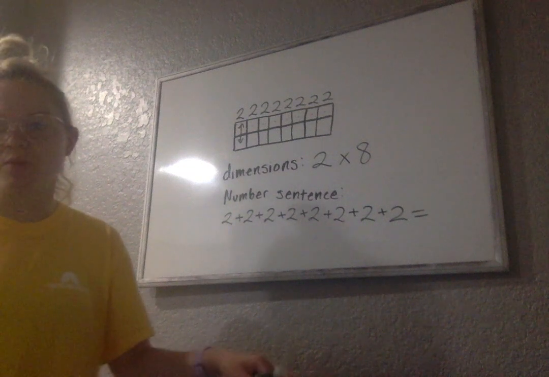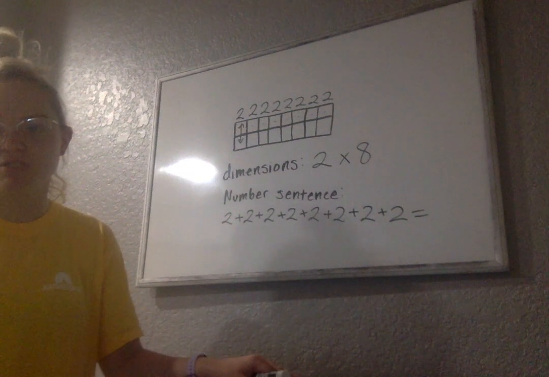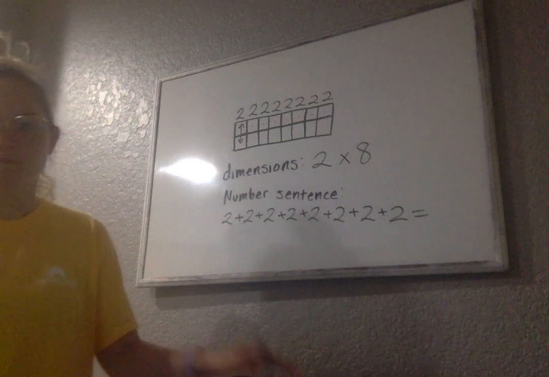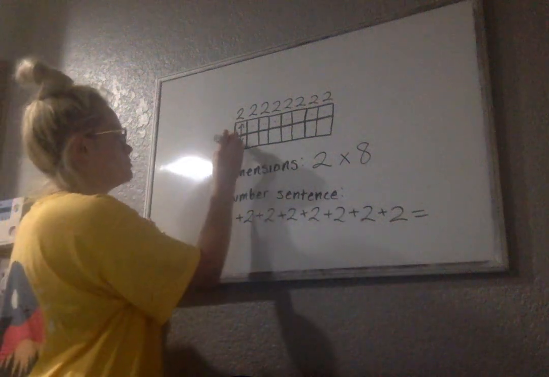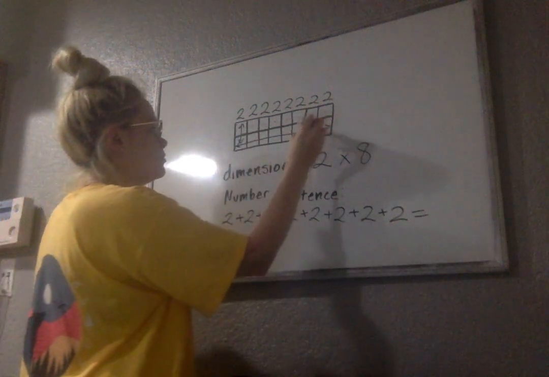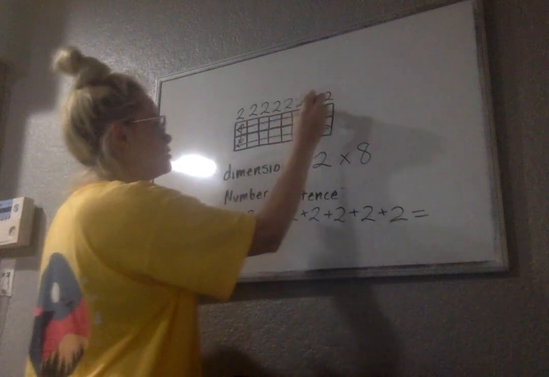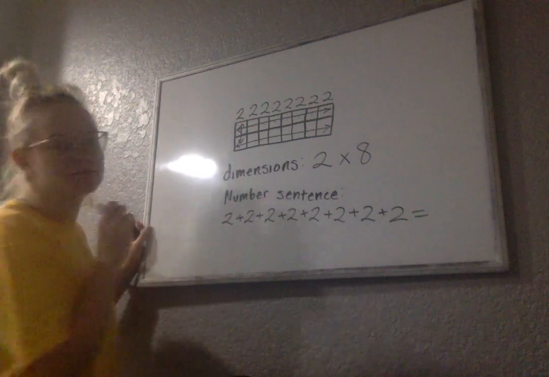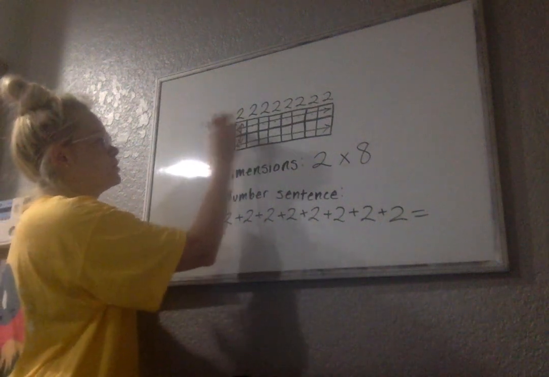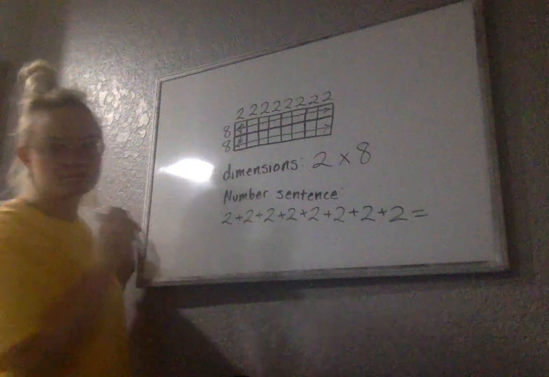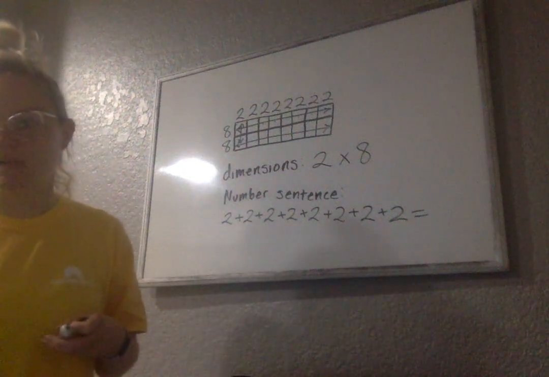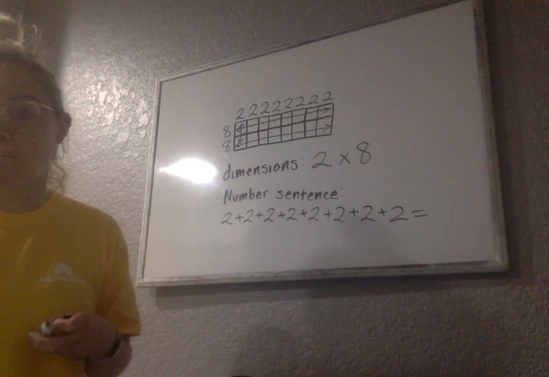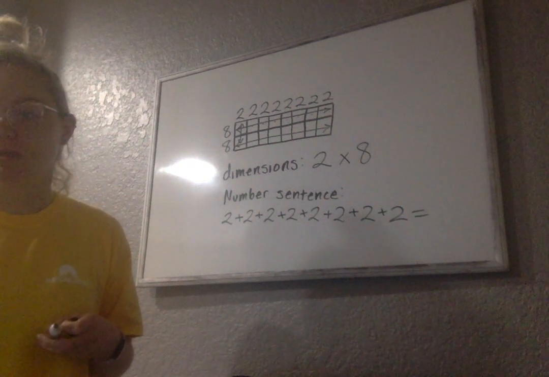Can someone think of another way we can make another number sentence to figure out our answer here? What if I wanted to count my columns this way? How could I make that into a number sentence? Remember, each of these, if we're looking at it this way, had 8. How can I make that an equation? No one's sure?